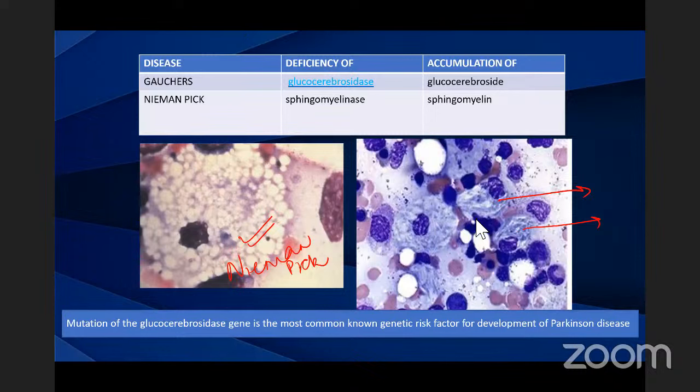So this is your crumpled tissue paper appearance, which is very, very typical of Gaucher's. And remember, mutation of glucocerebrosidase is a very important genetic risk factor for development of Parkinson's disease. And remember Niemann-Pick disease types A, B, and C. Niemann-Pick A is the first alphabet, like N, so A is always neuropathic. B is non-neuropathic. Whereas in Gaucher's, it is opposite. It is types 1, 2, and 3, and type 1 is non-neuropathic. So type 1 doesn't usually have neural involvement. Remember that way. Everybody should be clear.